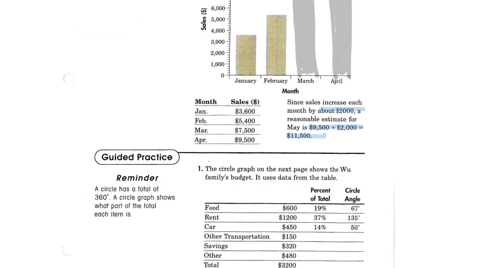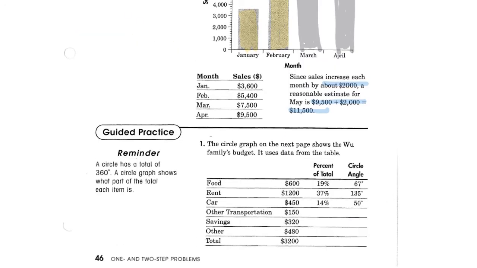Now, when you come down here, it says the circle graph on the next page shows the Wu family's budget. It uses data from the table, and we have a reminder. It says the circle graph has a total of 360 degrees. Circle graph shows what part of the total each item is. So we have to finish off our little chart here.